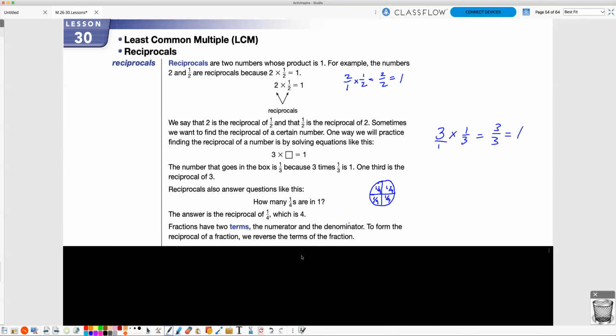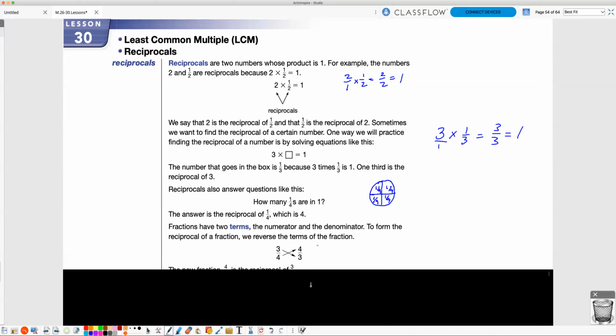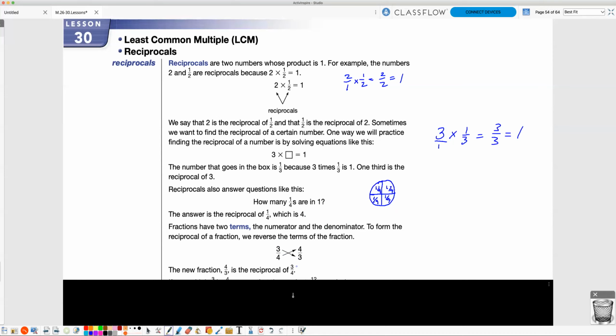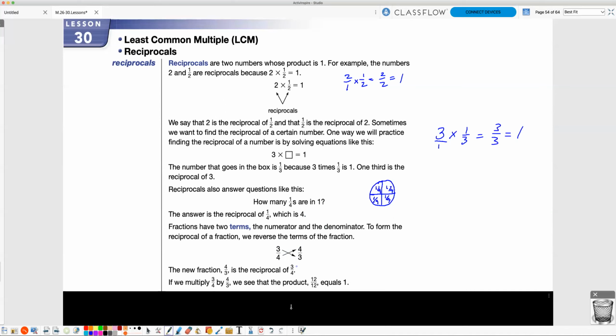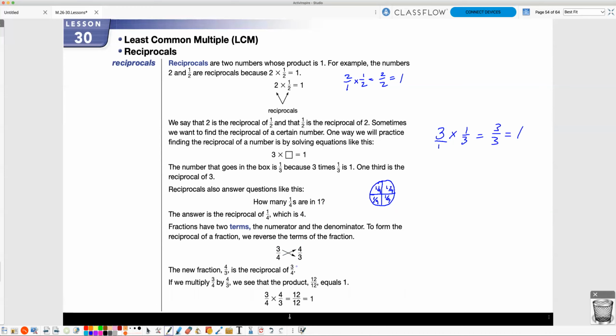Fractions have 2 terms, the numerator and the denominator. To form the reciprocal of a fraction, we reverse the terms of the fraction. So for example, 3/4 reversed would be 4/3. The new fraction, 4/3, is considered the reciprocal. If we multiply 3/4 times 4/3, we see that the product is 12/12, which equals 1. 3 times 4 is 12, 4 times 3 is 12. The reciprocal equals 1.